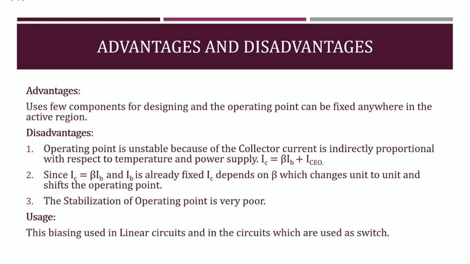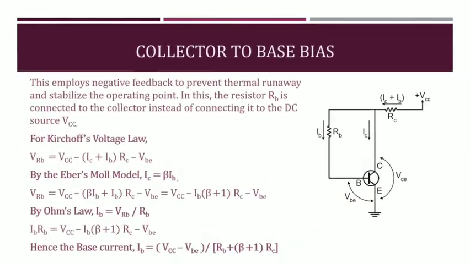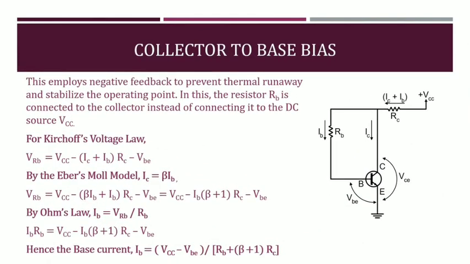Let us move to the next one, which is collector to base bias. This employs negative feedback to prevent thermal runaway and stabilize the operating point. In this, the resistor RB is connected to the collector instead of connecting it to the DC source VCC. Here, by using this diagram, we can apply Kirchhoff's voltage law, which will define the value of VRB, which is equal to VCC minus collector current plus base current into collector resistance minus VBE.